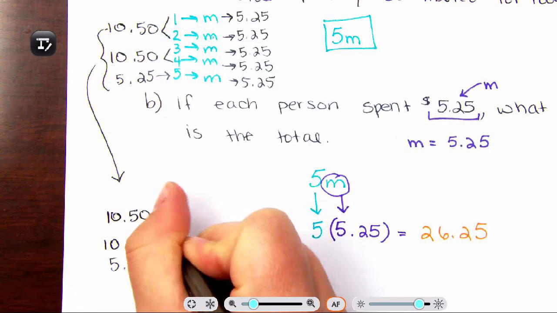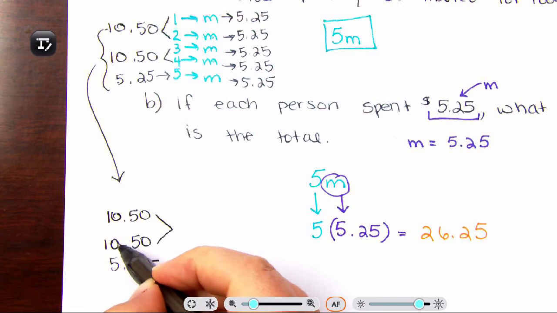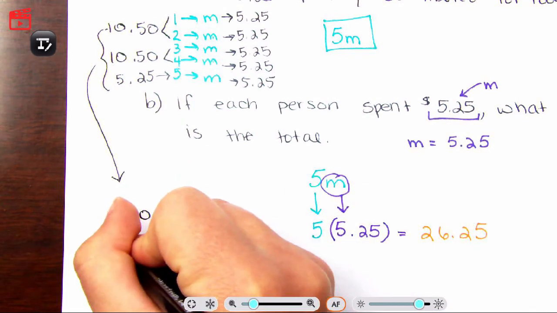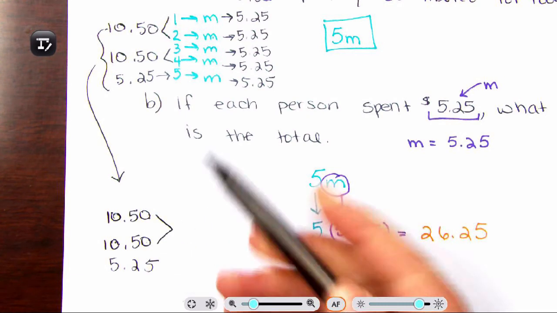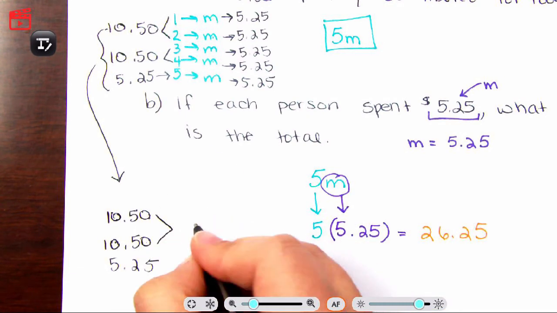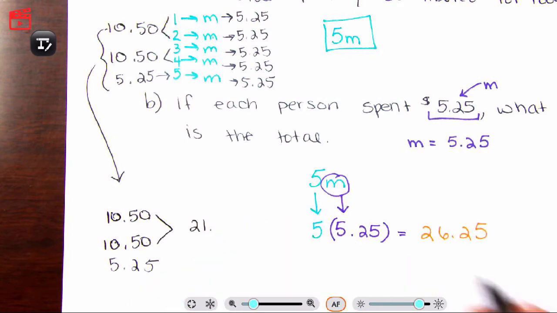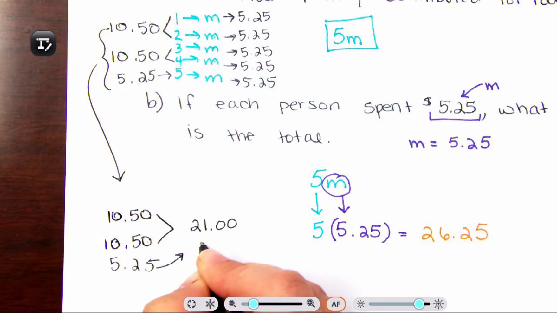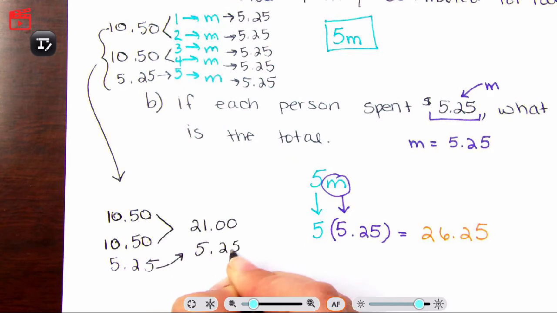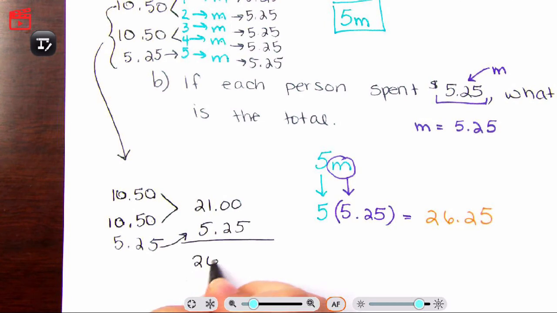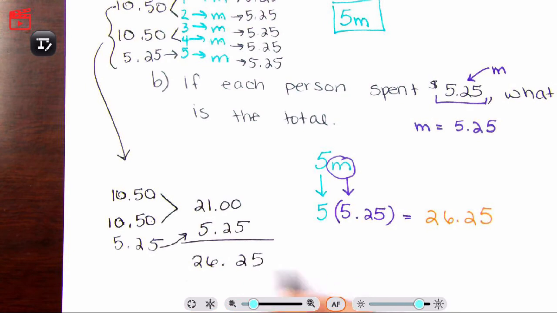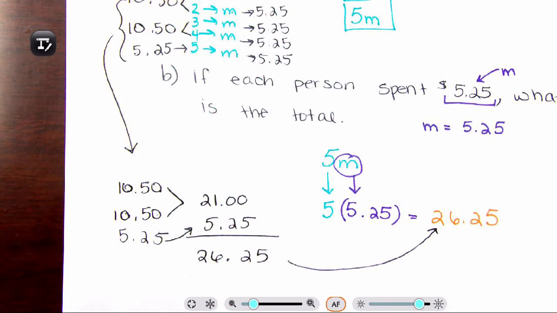So now we have $10.50 from 2 people, $10.50 from another 2 people, and I have $5.25. Going to combine these because I know 10 and 10 gives me 20, but 50 cents and 50 cents, 2 50 cents, that's $1. So I have $21. And then I still have my $5.25. So if I have $21 and I have an additional $5.25, that gives me $26.25, which is what you got for your answer.